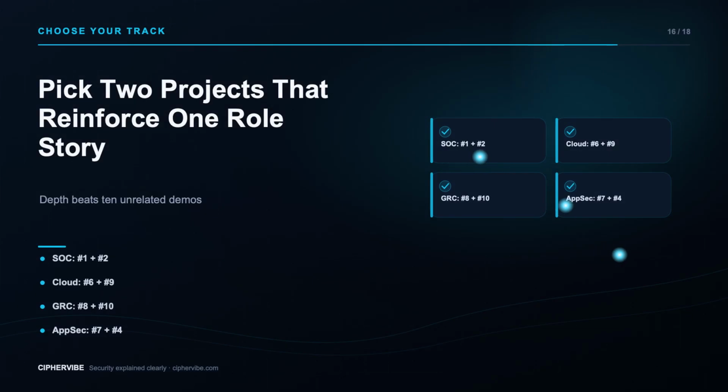Choose a pair. For a SOC role, combine log triage and detection engineering. For cloud security, combine identity review and architecture. For GRC, combine the risk register and executive brief. For application security, combine the local review and integrity monitor. 2 connected projects make a clearer resume story than 10 unrelated tool installations.